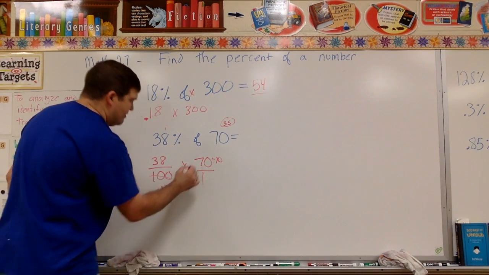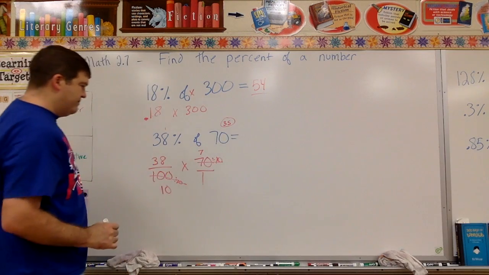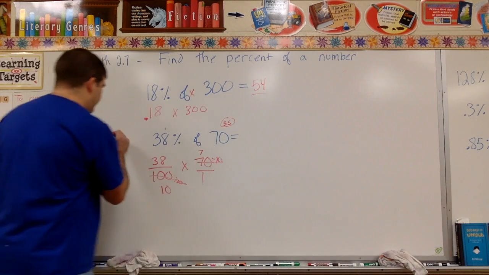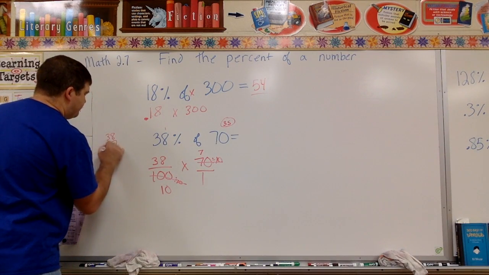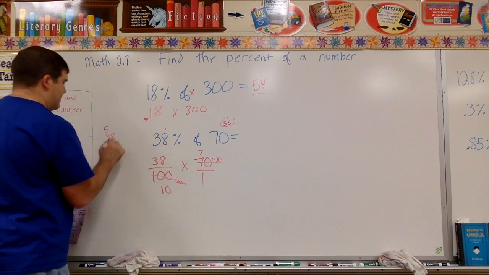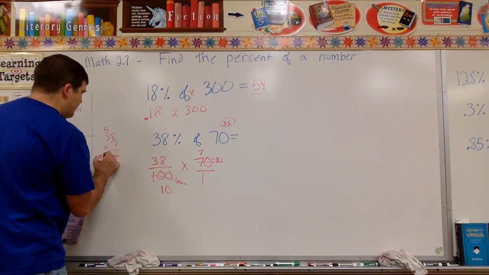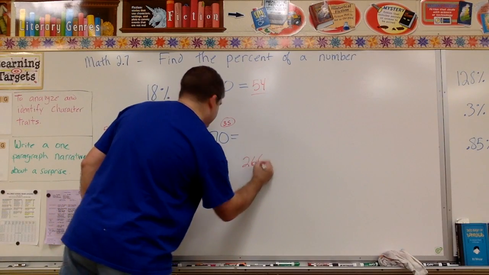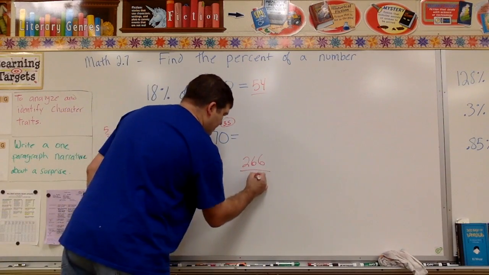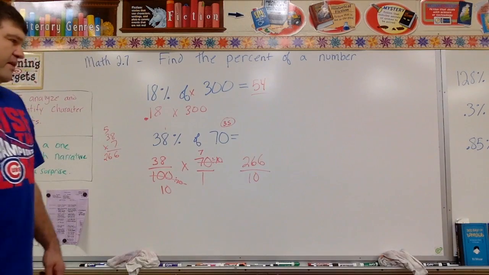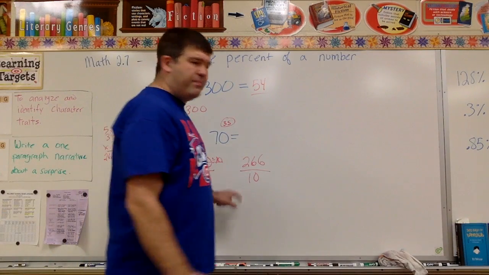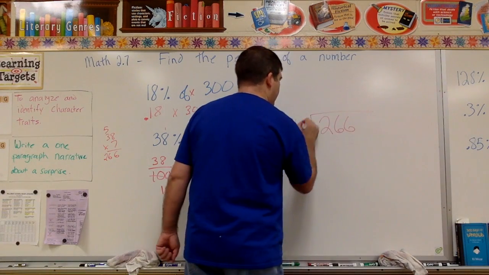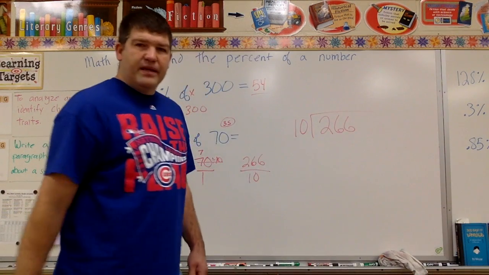That gets me 10 here. That gets me 7 here. Okay? 38 times 7. 38 times 7. 56. 21 plus 5 is 26. So this is 266 over 10 times 1 is 10. Now, the bigger one is on top, so I take my 266 divided by 10. Let's see what we get.